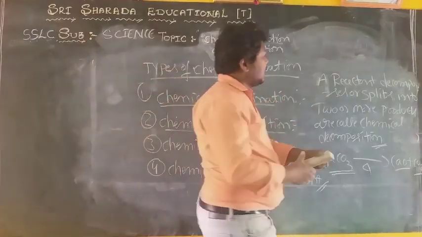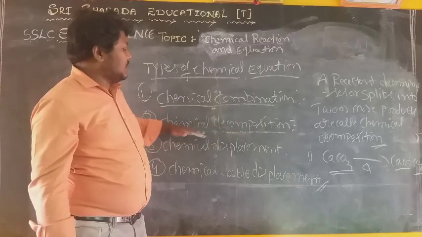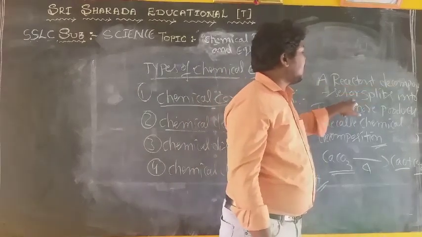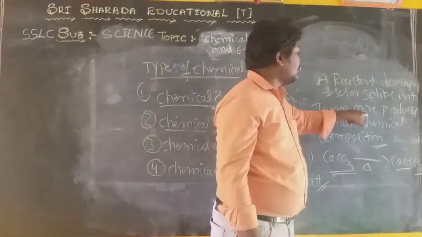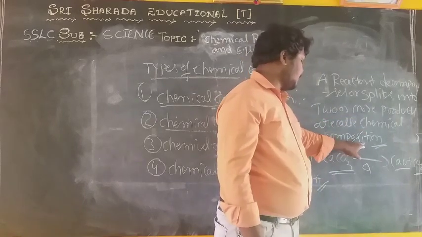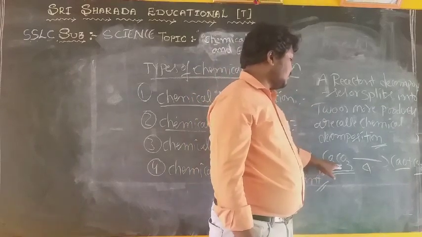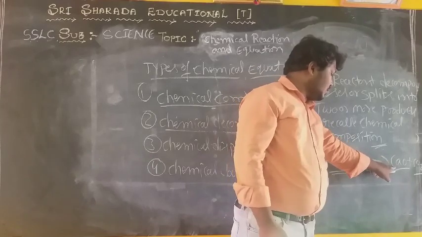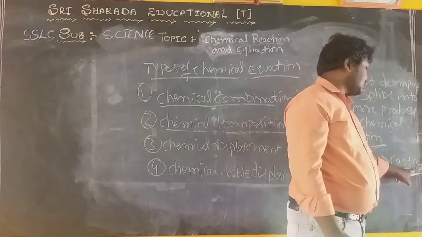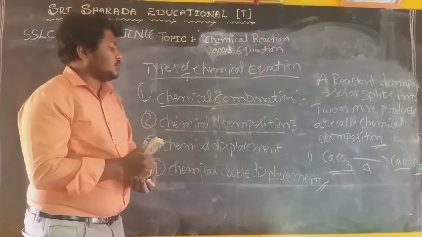Okay, so once again I will recall chemical decomposition. Chemical decomposition means a heavy reactant decomposes or splits into two or more products, which is called chemical decomposition. So for example, calcium carbonate, CaCO3, when heated splits up into CaO, calcium oxide, and releases carbon dioxide, CO2. So it is an example of chemical decomposition.